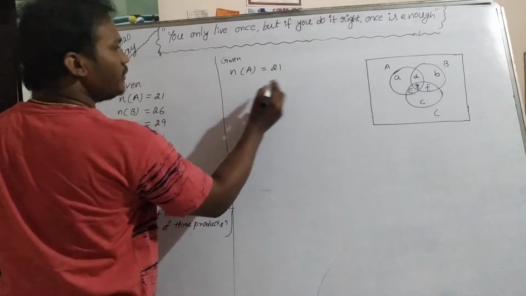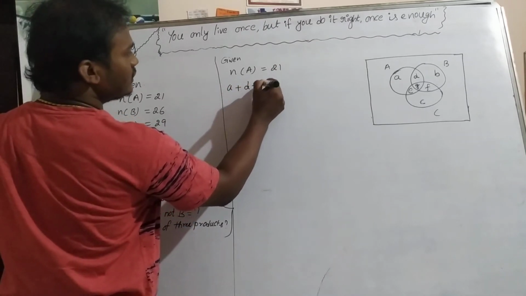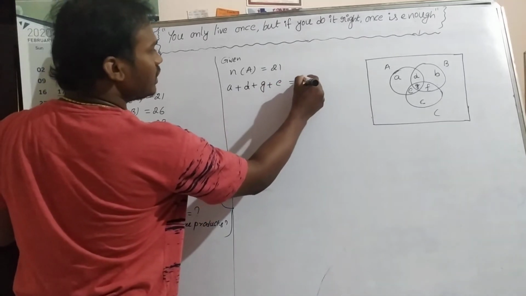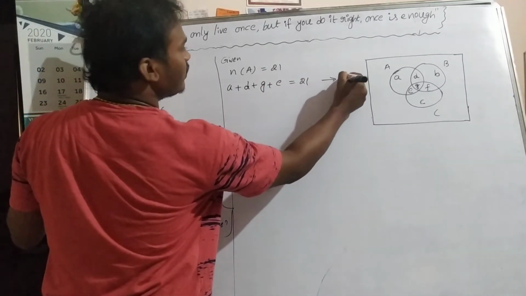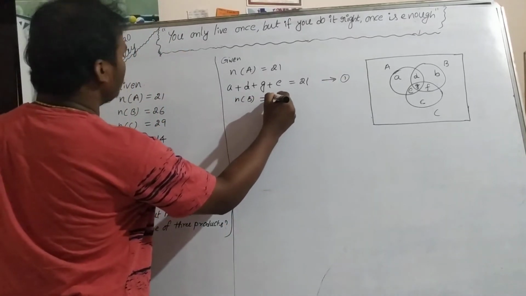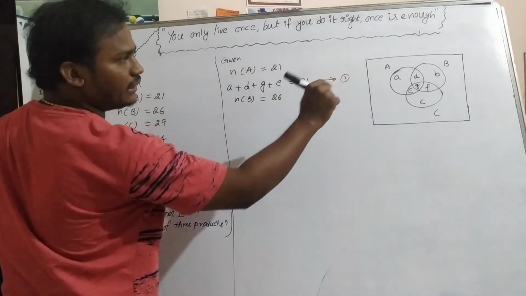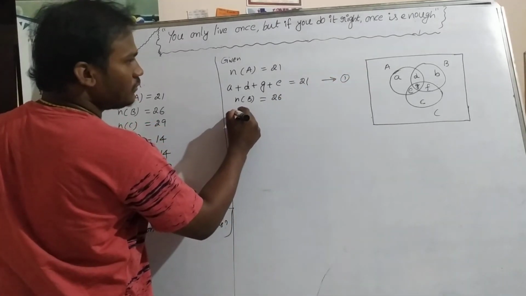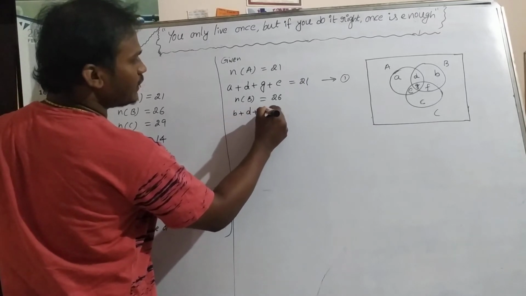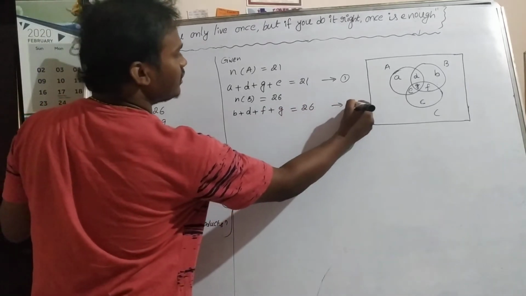N of A 21 means all together A plus B plus G plus E, all are in the product A, is equal to 21. Keep it as 1. Okay, next one is N of B. N of B means how many people like? 26 people like. N of B means all people who are in the set B. Now we can write all together B plus D plus F plus G is equal to how much? 26. This is second equation.